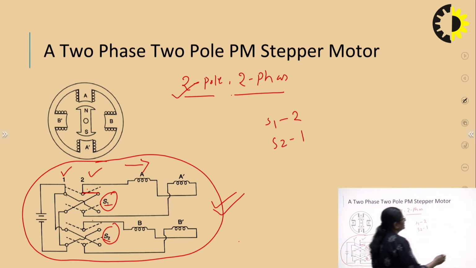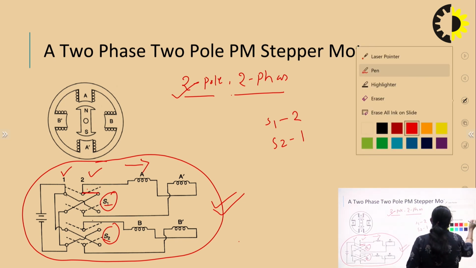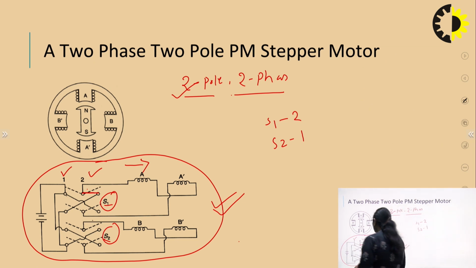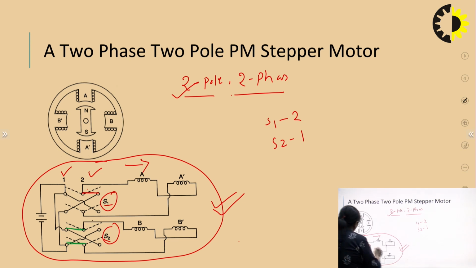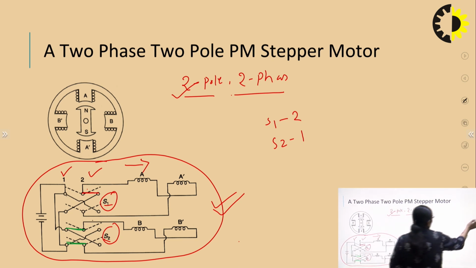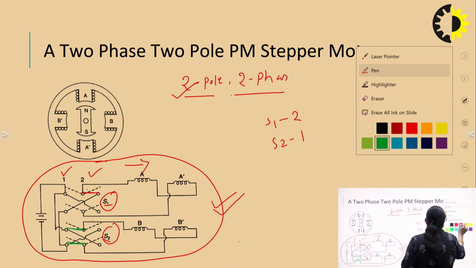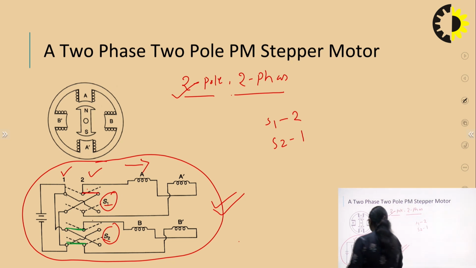Let me change the color of the ink for clarity over here. S2 is in position 1. And I just forgot to mark the second pole to connect the second pole of switch S1. Let me just connect it. So S1 is in position 2 and S2 is in position 1. Let us see what happens over here.